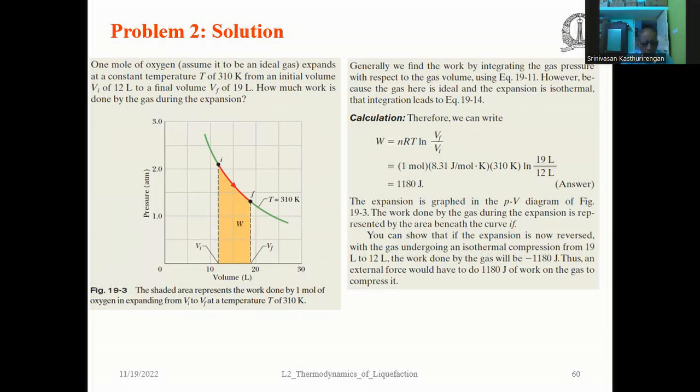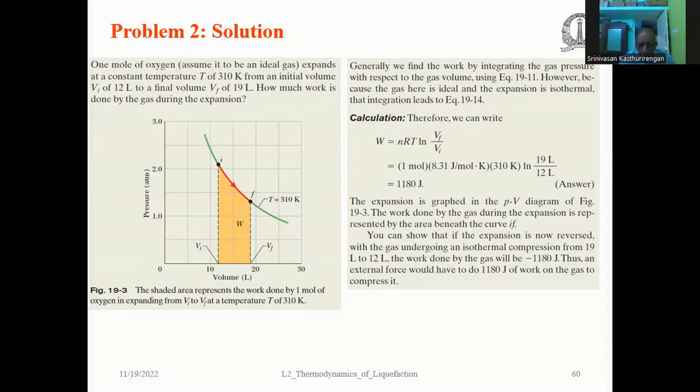So we have to calculate it, expanding at a constant temperature of 310 Kelvin from an initial volume to a final volume. How much is the work done? At constant temperature, so the temperature is constant, it is expanding like this. We have to calculate the work done in the process. Work done is equal to nRT into ln VF by VI. So 1 mole of gas, 8.31, the R value we have substituted, and then 310 Kelvin into ln of 19 by 12, which is 1180 joules.